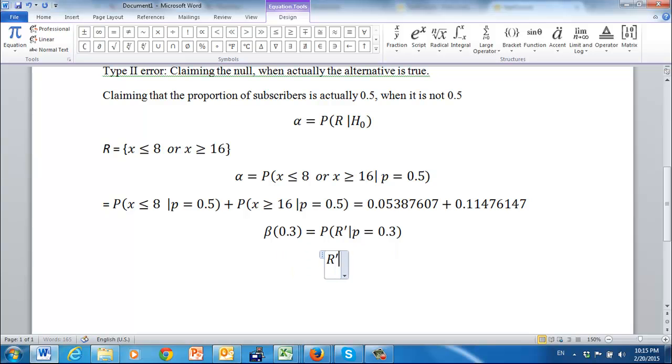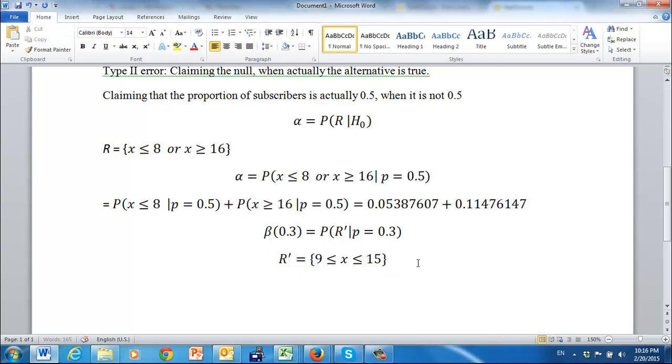So what would be your R prime? Well, those would be the integers between 9 and 15. Why is that? Because think about it. If you are not less than or equal to 8, you are more than or equal to 9, right? So you got to be more than or equal to 9. If you are not more than or equal to 16, then you are less than or equal to 15, right? Not 16, because 16 is already included in here. So in other words, you just have to compute this probability.